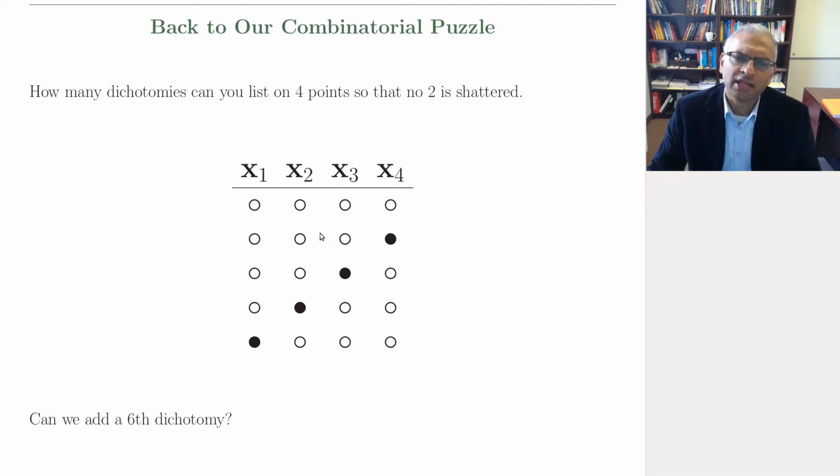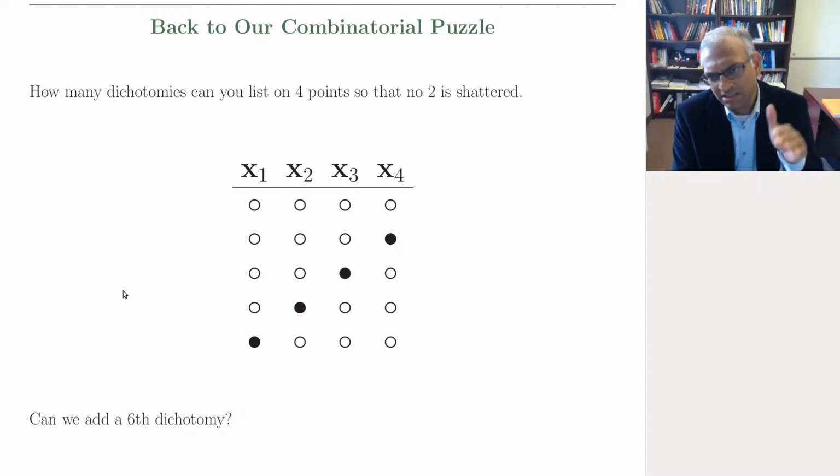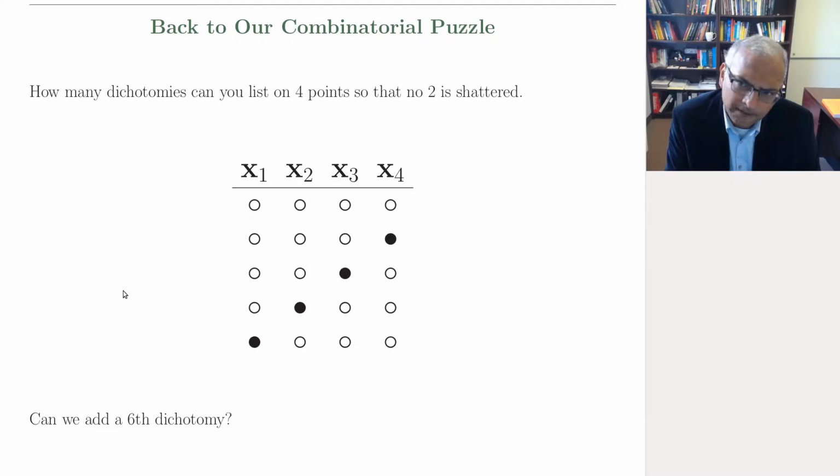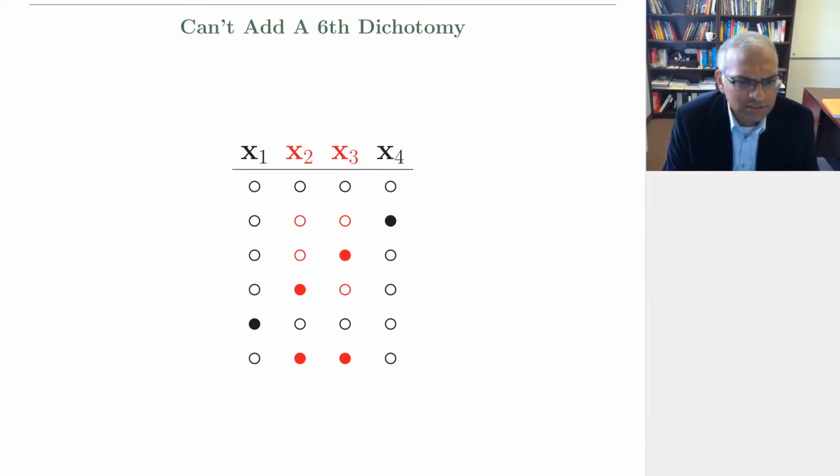If you focus in on any pair of points, you will see a similar phenomenon: we haven't managed to implement all 4 dichotomies on any pair of points. And that's a constraint. The question was, what's the maximum number of dichotomies that you can add? If you worked on this overnight and realized that you cannot do more than 6, then you are correct. So 6 is the maximum number of dichotomies that you can list on 4 points such that no pair of points is shattered by those dichotomies.